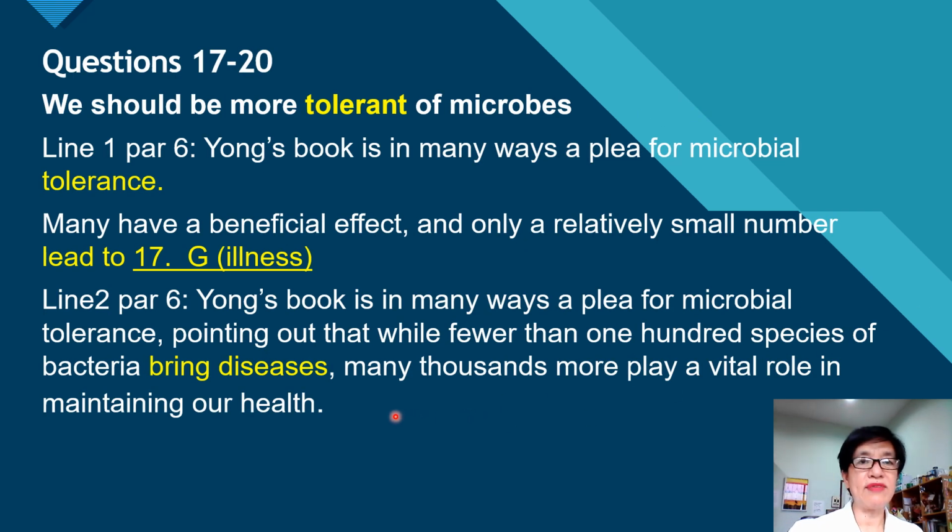Now, in questions 17 to 20, the title is, We Should Be More Tolerant of Microbes. Line 1, paragraph 6. Young's book is in many ways a plea for microbial tolerance. So, tolerance here is an adjective. Tolerance here as a noun. Same word. So that will give you a clue which paragraph in the passage to read.